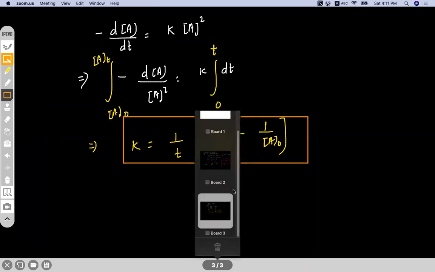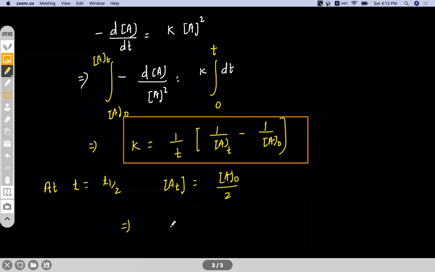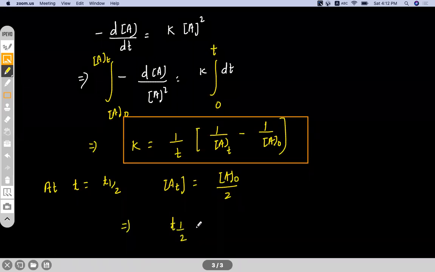Anyways, so this is the expression we get. Correct. Now, could you tell me what is t half here? At t is equal to t half, the concentration becomes half again. So concentration At at t half would be A naught by 2. We substitute this and we'll find out the expression for t half like we did in other reactions. So here t half would be 1 by K A naught.